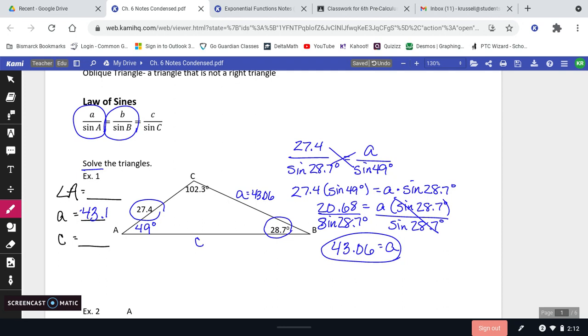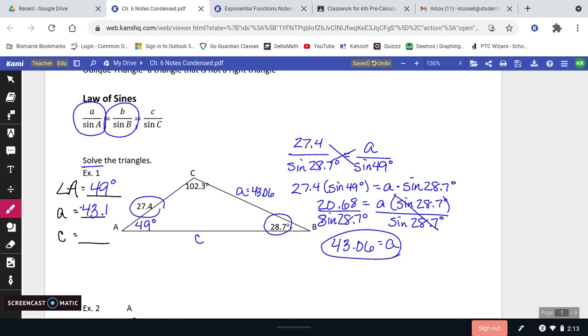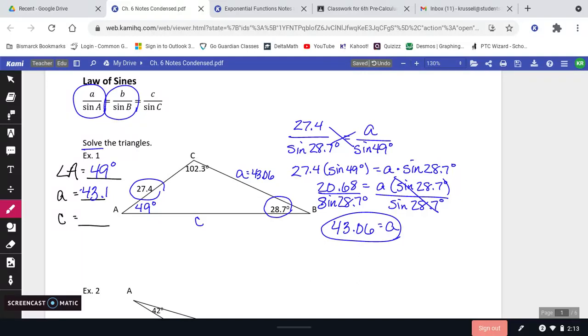Now remember, these are not right triangles, so you cannot use the Pythagorean theorem to find your third side. Sometimes students forget that. They're like, oh, I got two sides of my triangle, Pythagorean theorem, I'm getting the third side. But remember this triangle is not a right triangle, so the Pythagorean theorem is not going to apply.